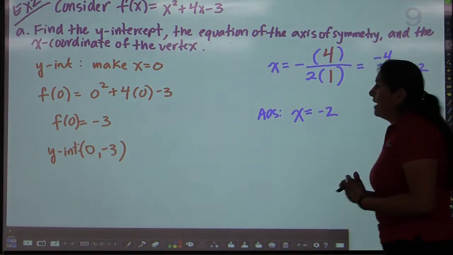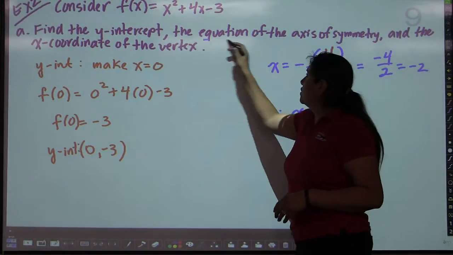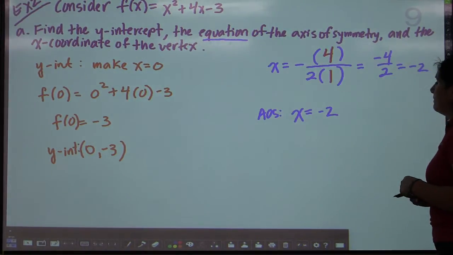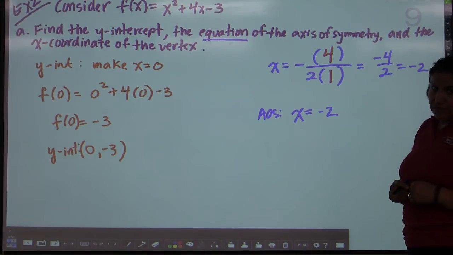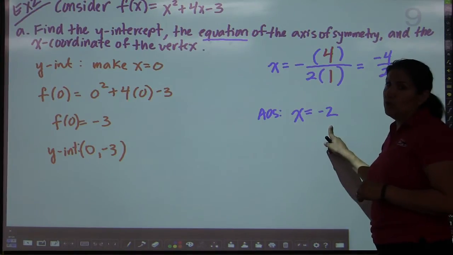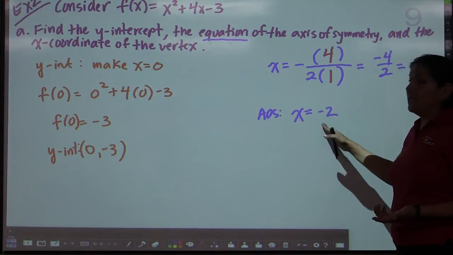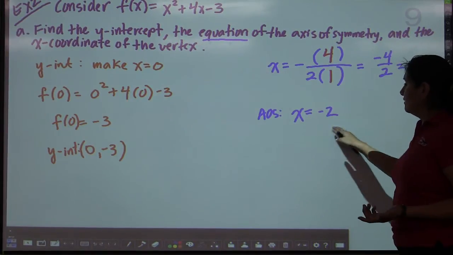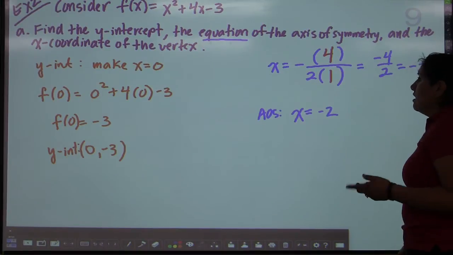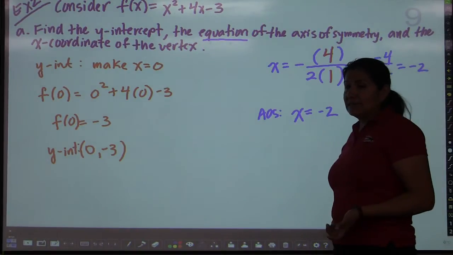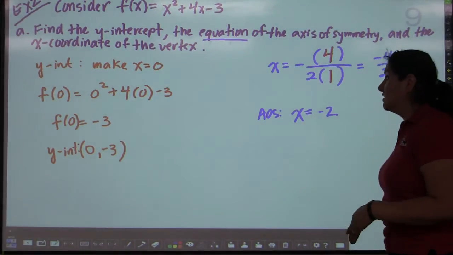Now remember that it's asking you for the equation of the axis of symmetry. That means that when I ask for the axis of symmetry, you can't just write -2. You have to write it as an equation, which means you have to write x equals -2. So this is actually the axis of symmetry for this equation, but the x coordinate of the vertex is the same as the axis of symmetry.